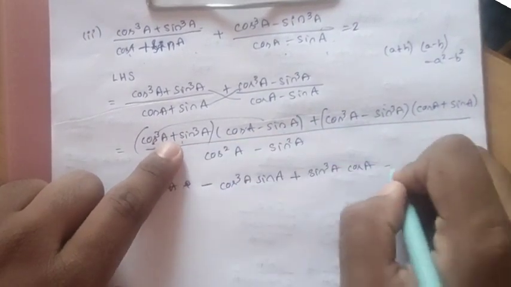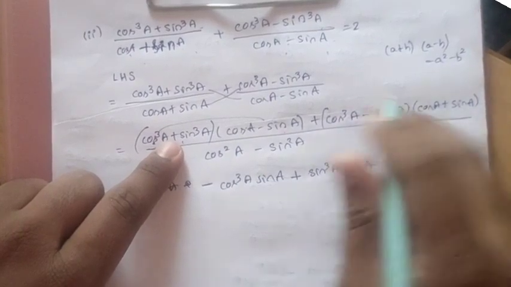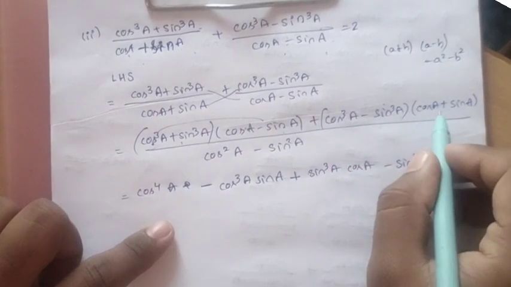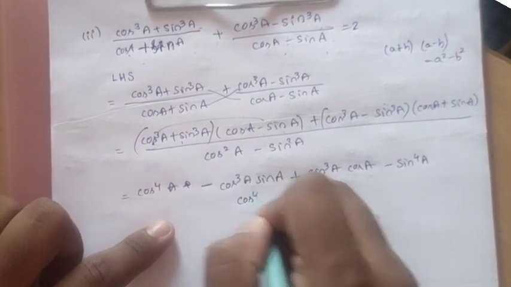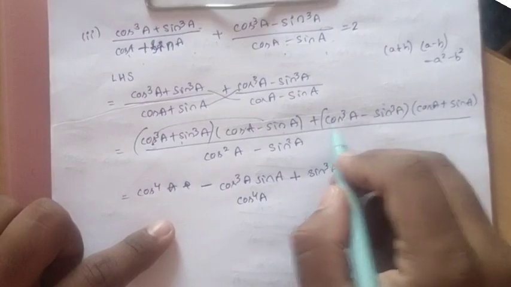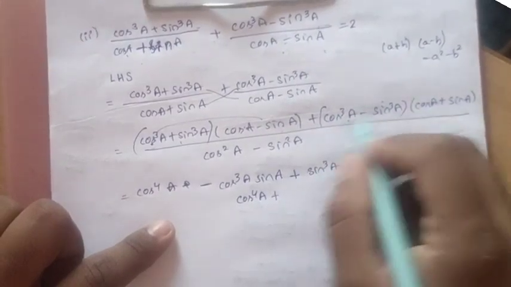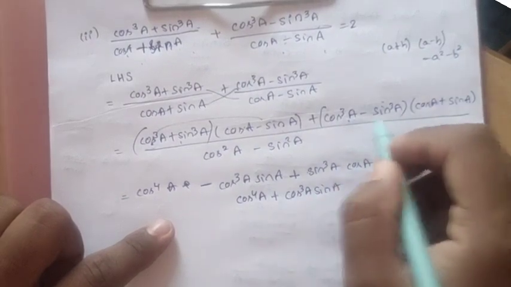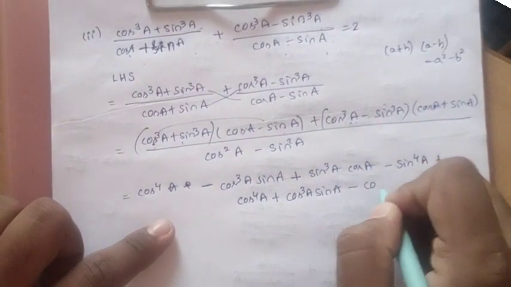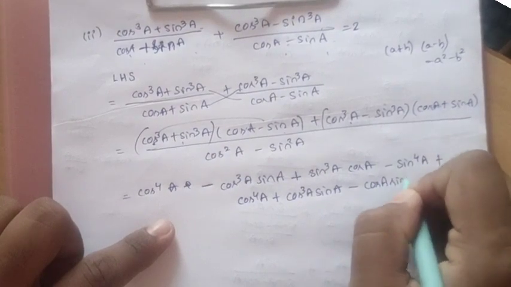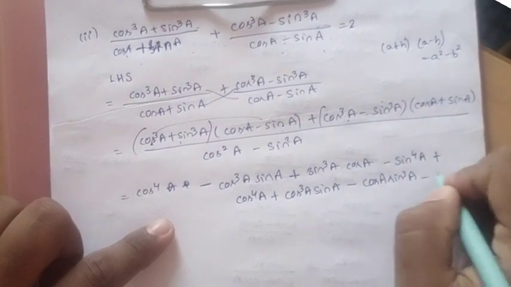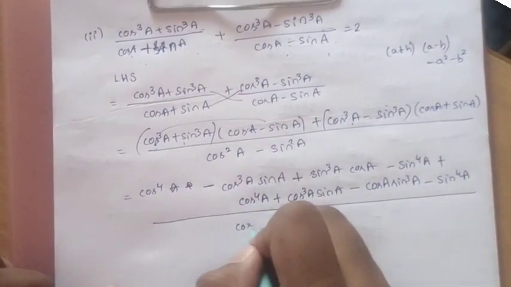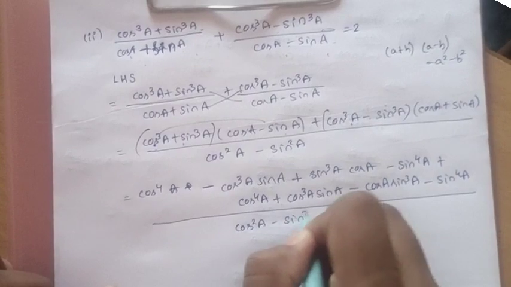So plus into minus, again minus sin power 4a. Similarly we need to multiply all these terms also. So what we get: cos cube a into cos a, cos power 4a, here plus is there, so here plus into plus plus again, so cos cube a into sin a, cos cube a sin a. So similarly minus into plus minus, so cos a into sin cube a, plus into minus minus sin power 4a, whole dividing by, so we can write it as cos square a minus sin square a.